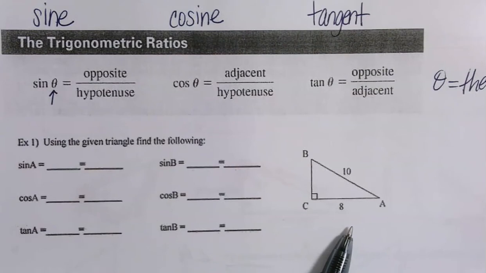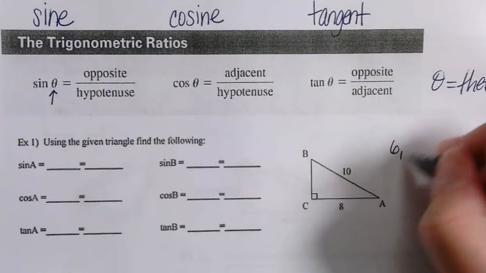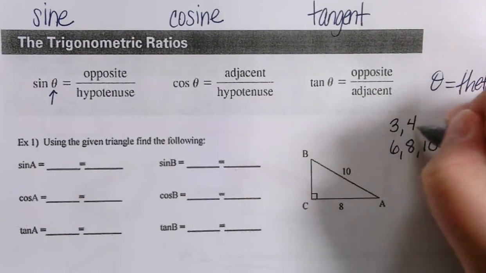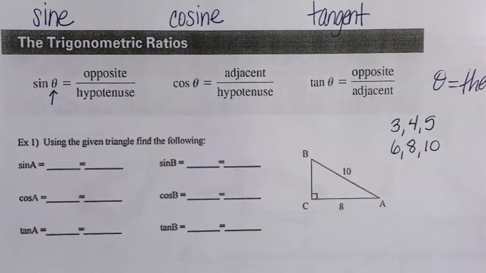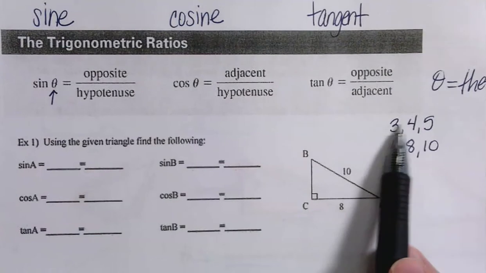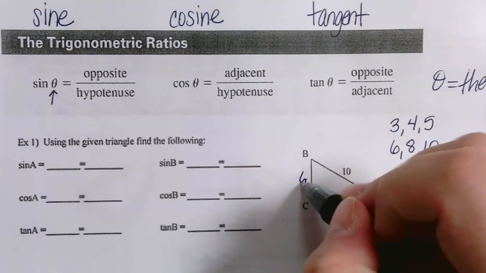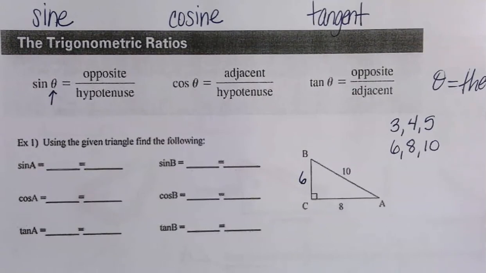Okay? But it happens to have two sides that are 8 and 10, and those go with the Pythagorean triple 6, 8, 10. Remember we said that 3, 4, 5 was a common Pythagorean triple, and if you multiply all of these by 2, you get 6, 8, 10. So this side is 6. Do you have to remember that? No. You can do Pythagorean theorem.